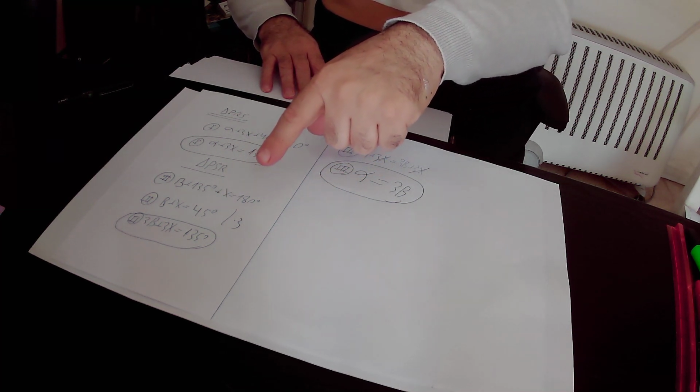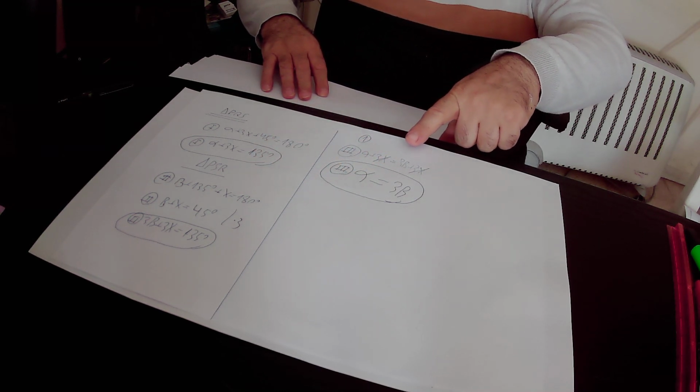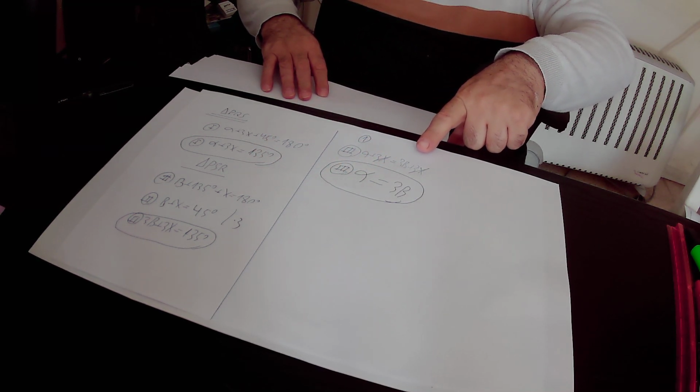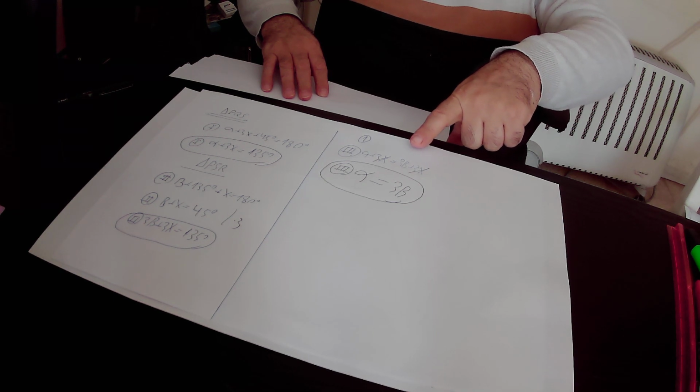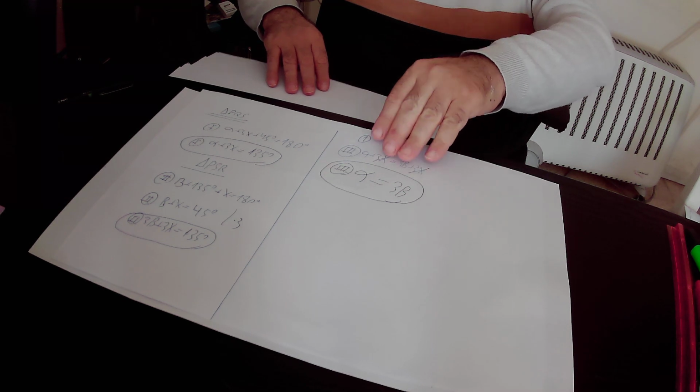So we can write down that equation number 1 equals equation number 2. That is to say, alpha plus 3x equals 3 beta plus 3x. We subtracted 3x from this equation, and we got that alpha equals 3 beta.